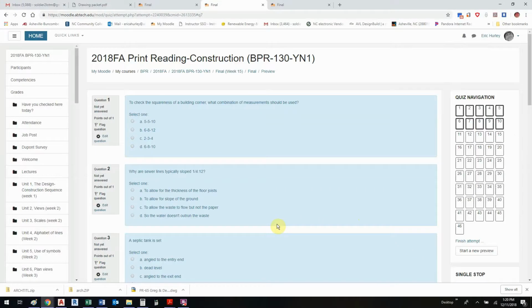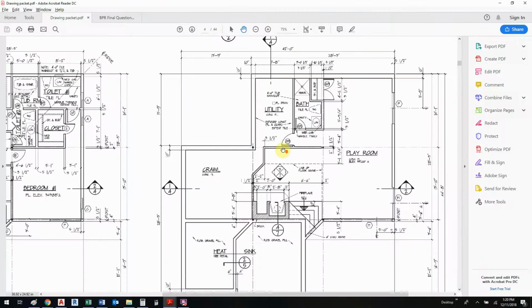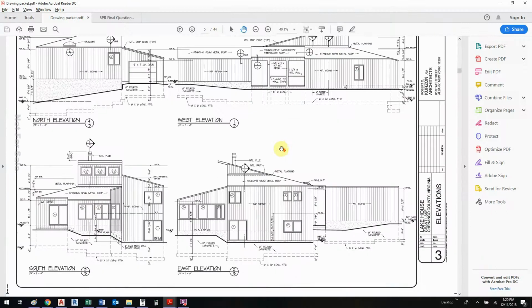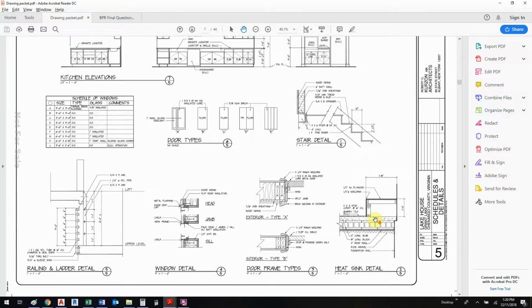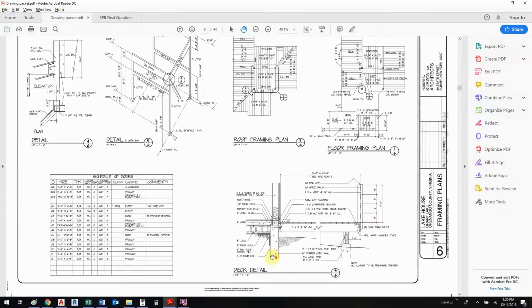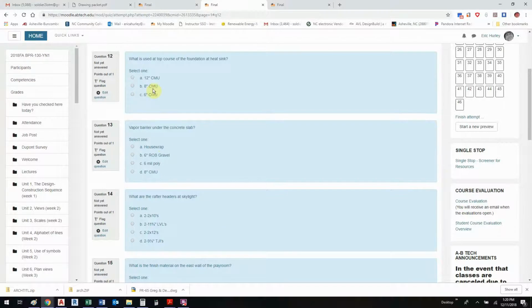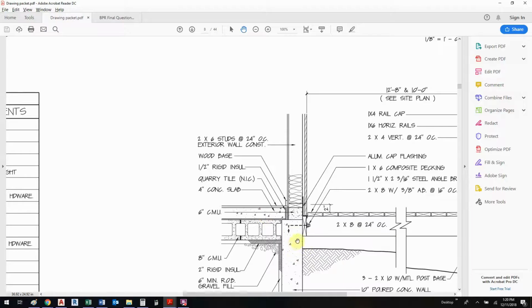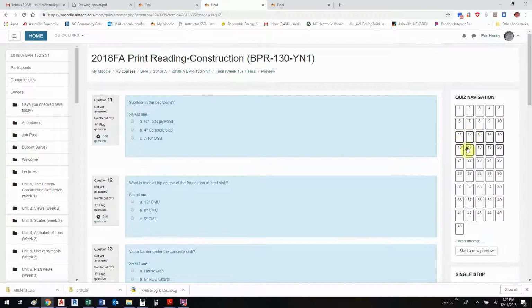Next one was number 12. What is used at the top course of the foundation at the heat sink? There are actually 2 heat sink details in here. We've got this one, and then there's another one right here at the deck detail. So what is used at the top course? This is the wall. What is the top course here?